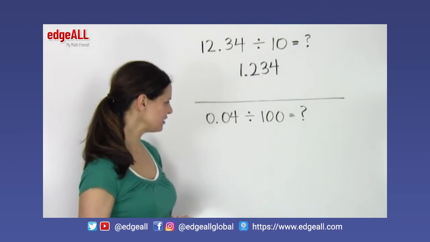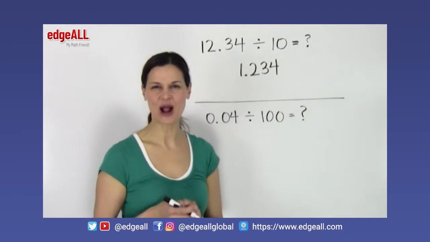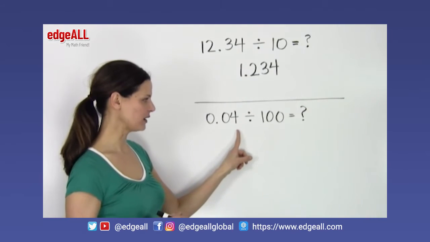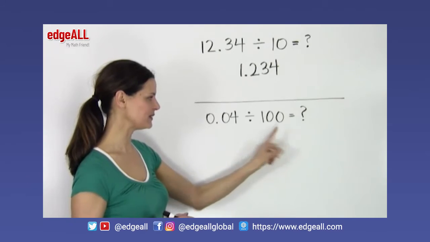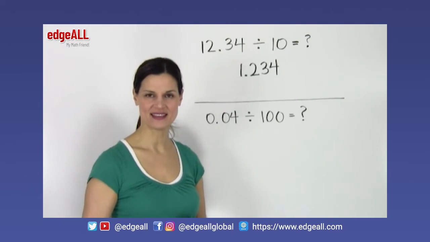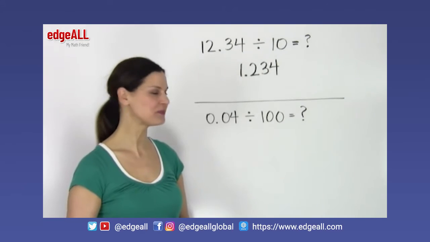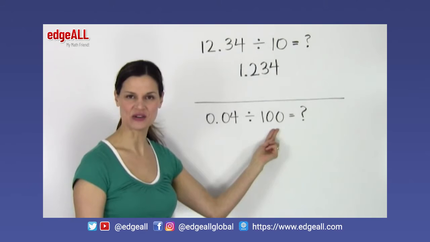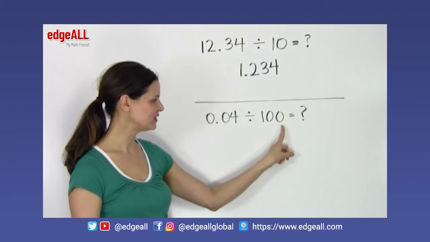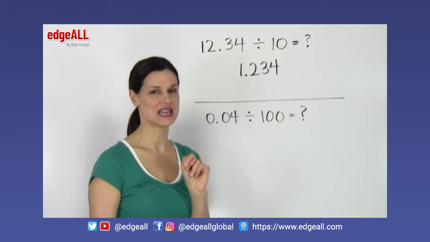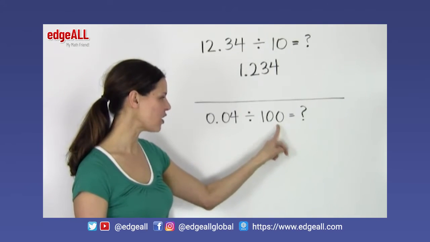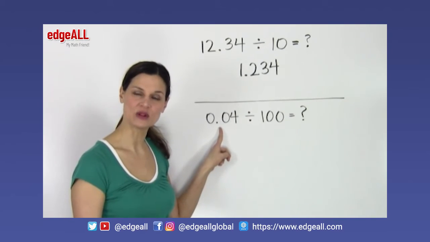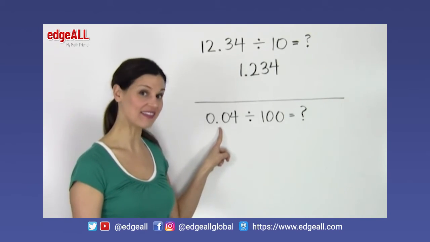Let's take a look at another example where we're going to run into a little bit of a problem that we need to fix. In this case, we have 0.04 divided by 100. So using the same method, the same little shortcut, I want to come over to my 100 and count the number of zeros. So I have 1, 2 zeros in my divisor. And so in my dividend, I'm going to simply move my decimal point 2 positions to the left.